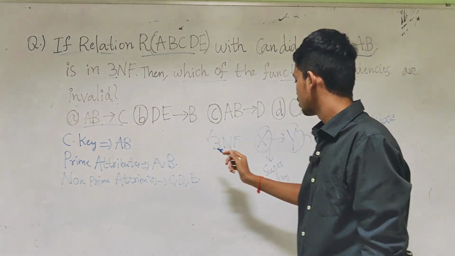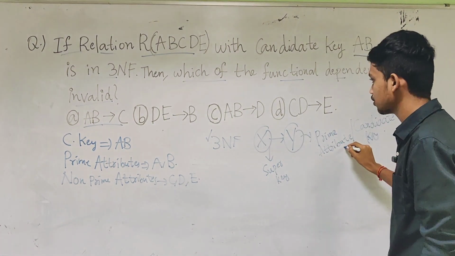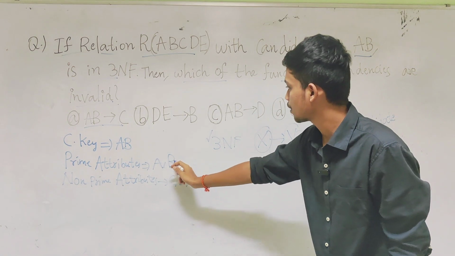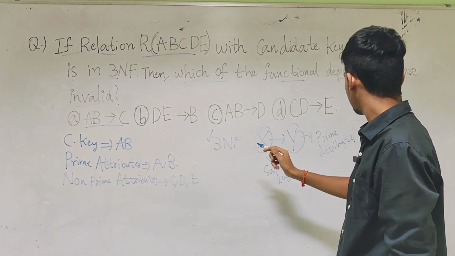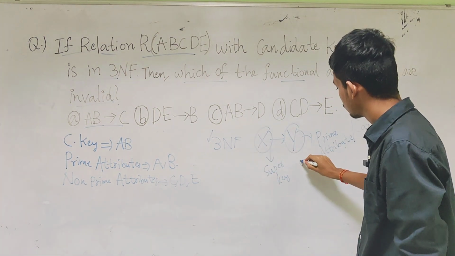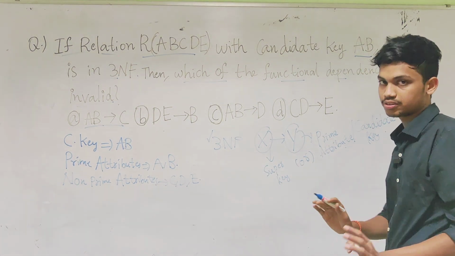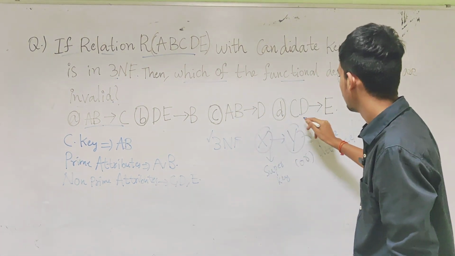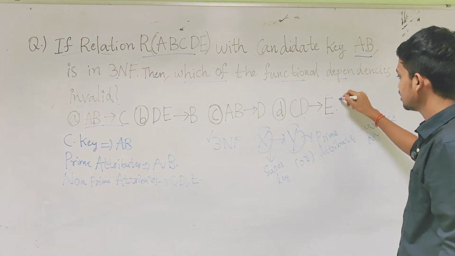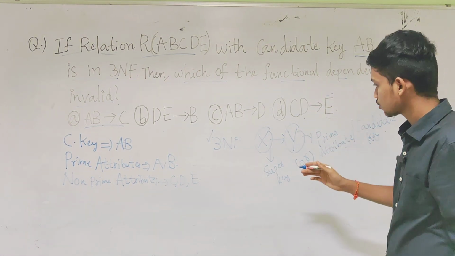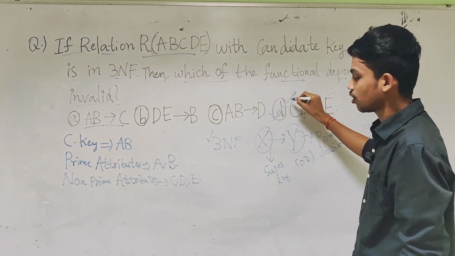DE to B: DE is not a super key, but B is a prime attribute, so this is valid. If you look at AB to D, AB is a super key, so our condition is applied here. If either is satisfied, that means it's in 3NF. So this is valid. Look here, CD is not a super key, and E is not a prime attribute or candidate key. So simply we can say that this is invalid.